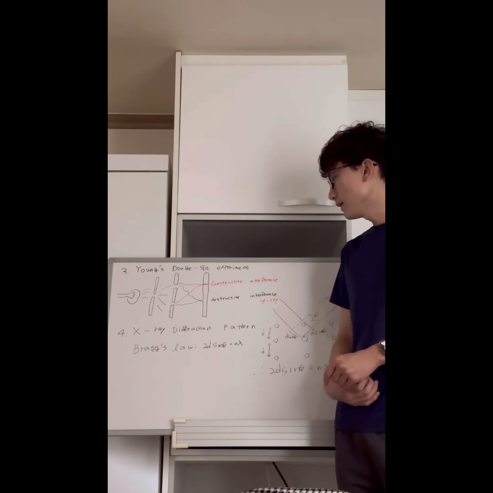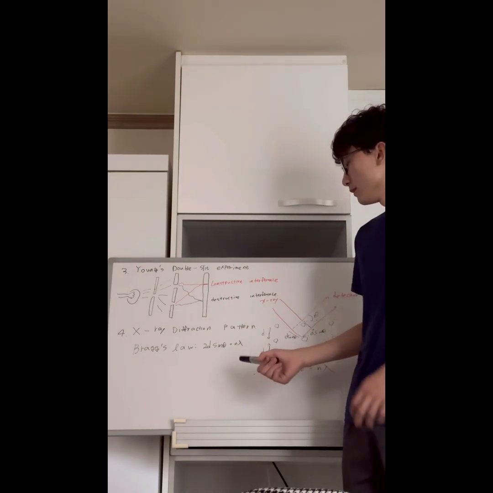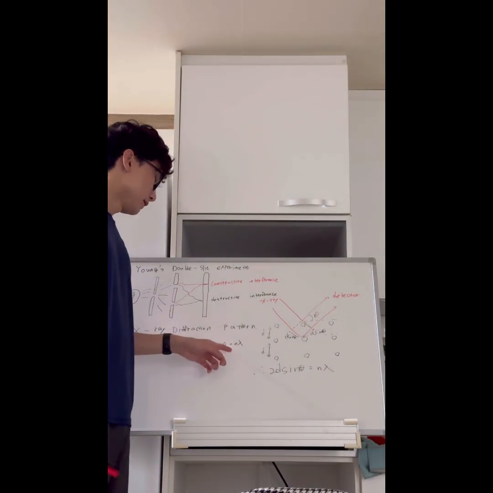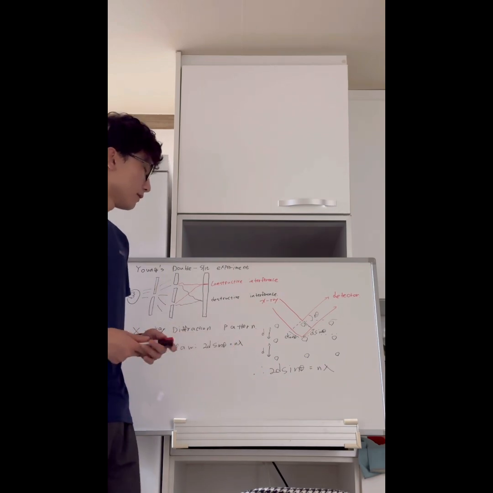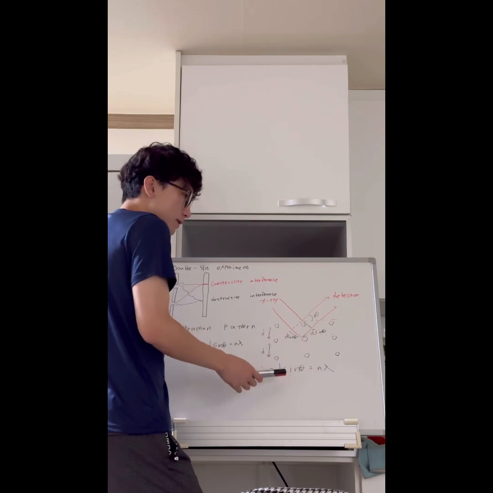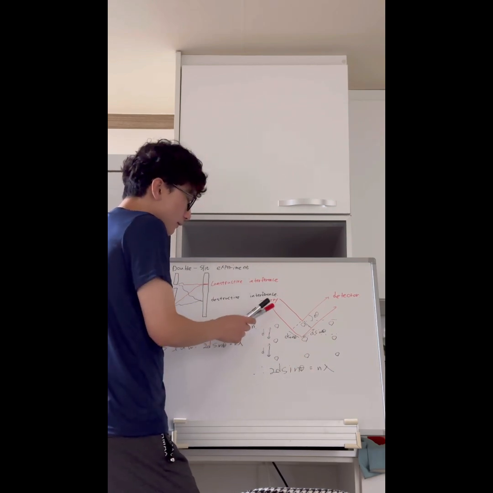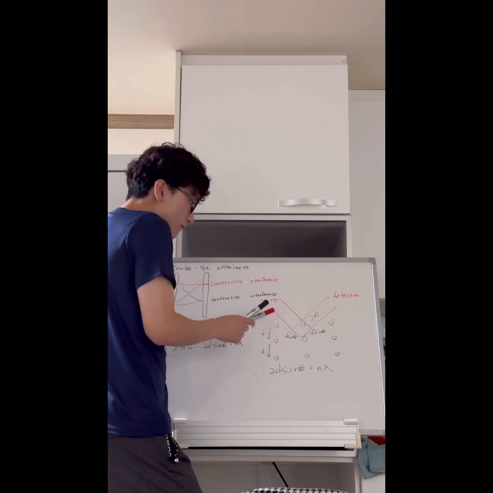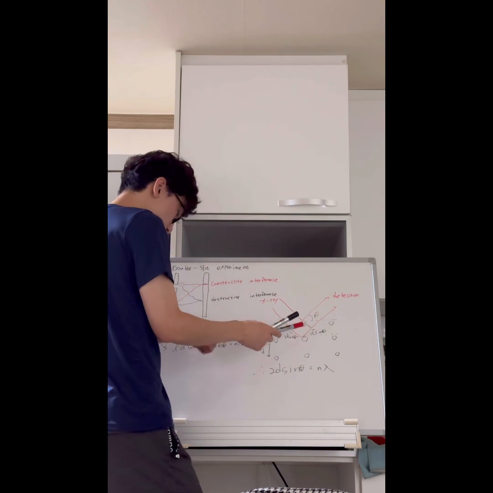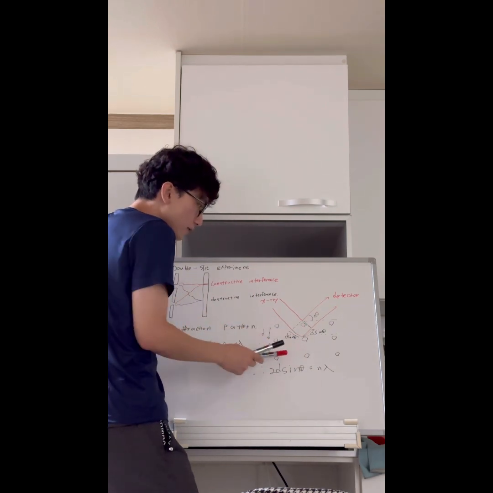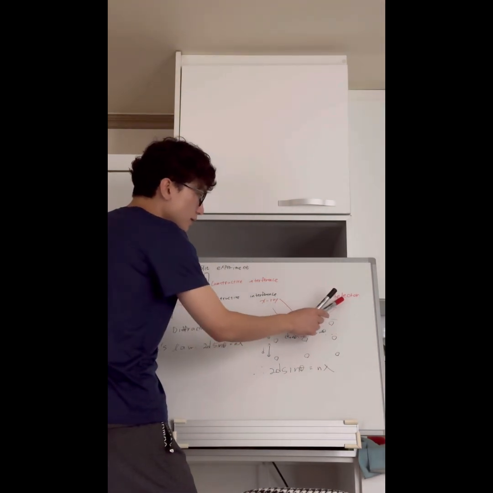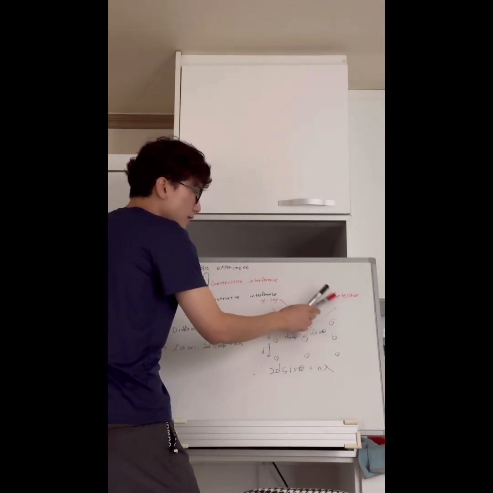Next is X-ray diffraction pattern. Bragg's law is 2d sin θ = nλ. Explain this picture drawing. X-ray goes to the atom. The atom reflects the X-ray, so this is the detector.